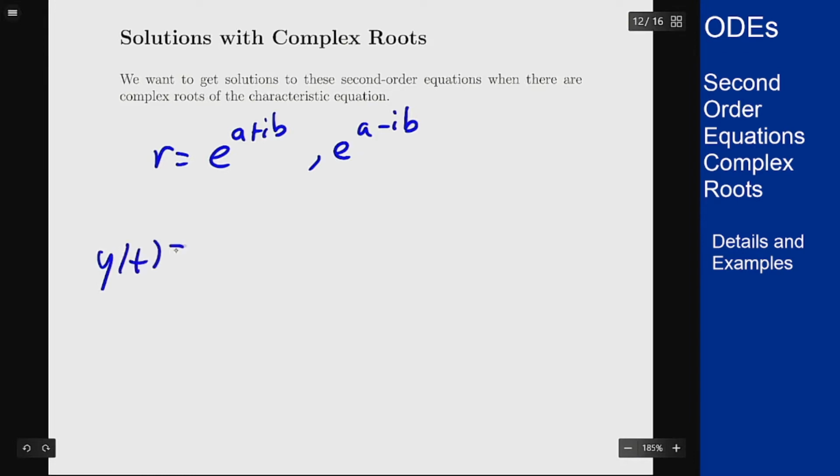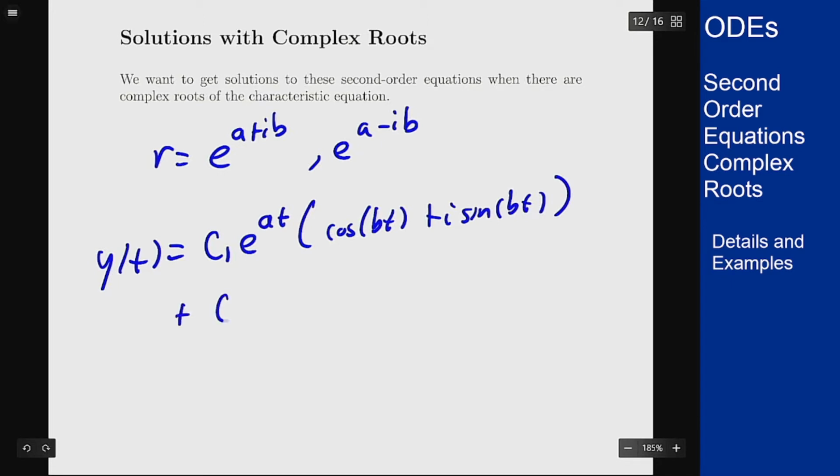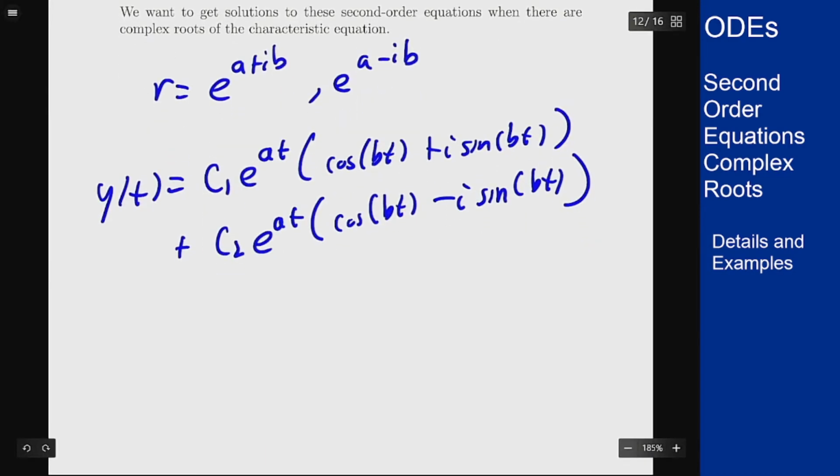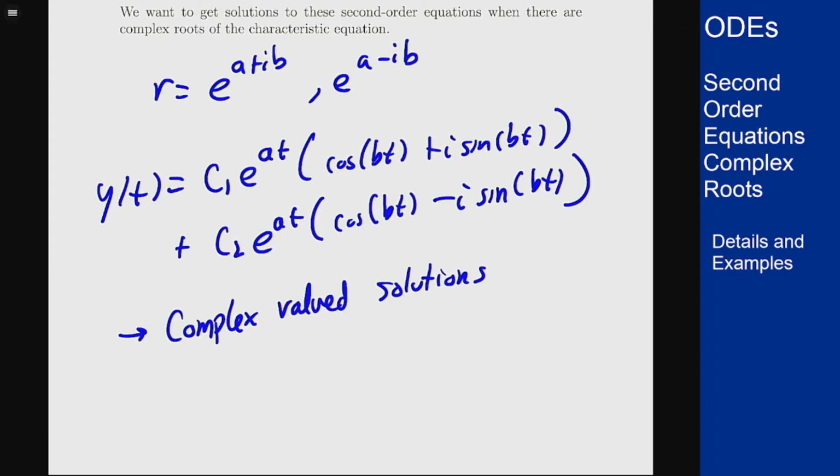y of t is, say, c1 e to the at times cosine of bt plus i sine of bt, and I get a second one that is c2 e to the at times cosine of bt minus i sine of bt. Which is wonderful, they're solutions, but there's a problem here. These solutions are going to be complex valued. If I plug in a number for c1 and c2, I get a complex valued solution.